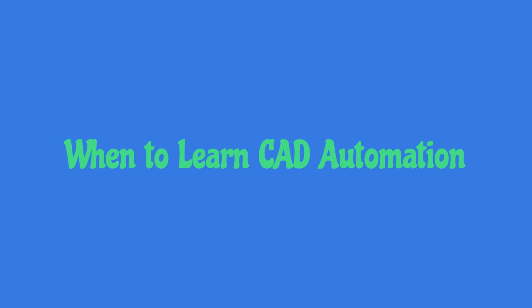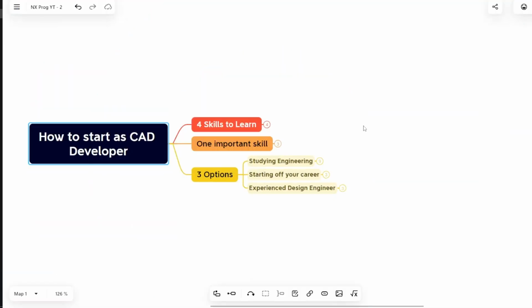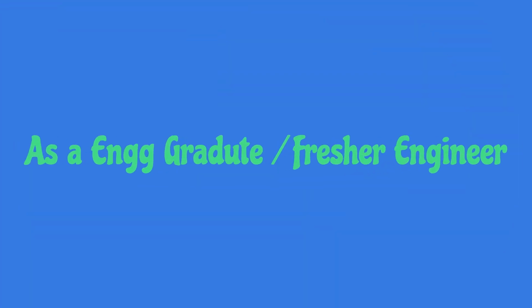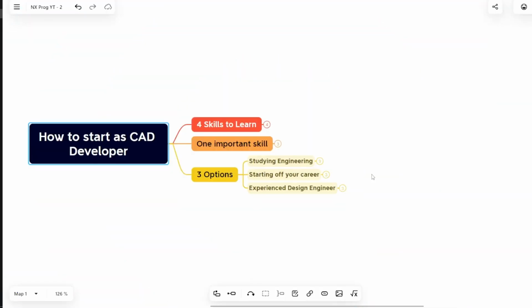In the previous video, we saw how you can structure your learning step by step when you are studying engineering. Now, I am going to talk about if you have started off in your career, you graduated and you are either looking for a job or you already started with your first job, within the first 6 months of your job. If that is the stage you are in, then how should you target learning CAD automation.